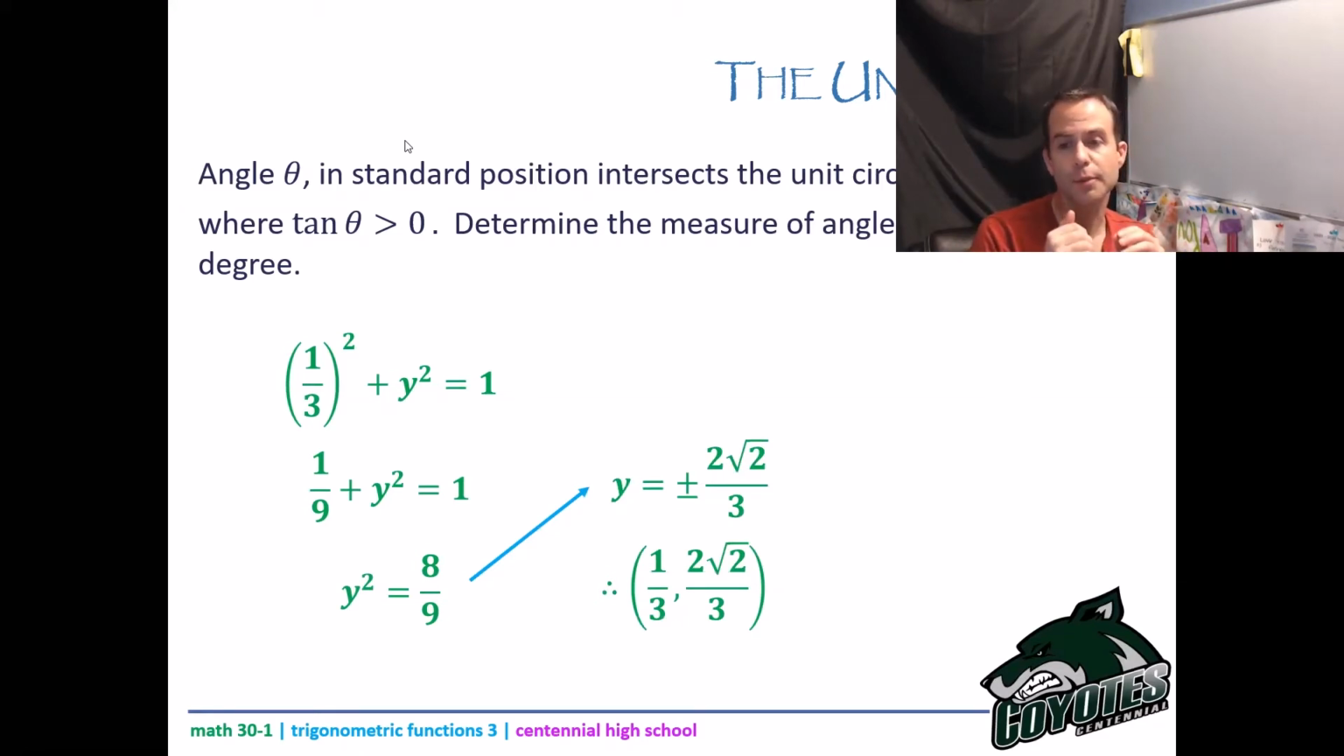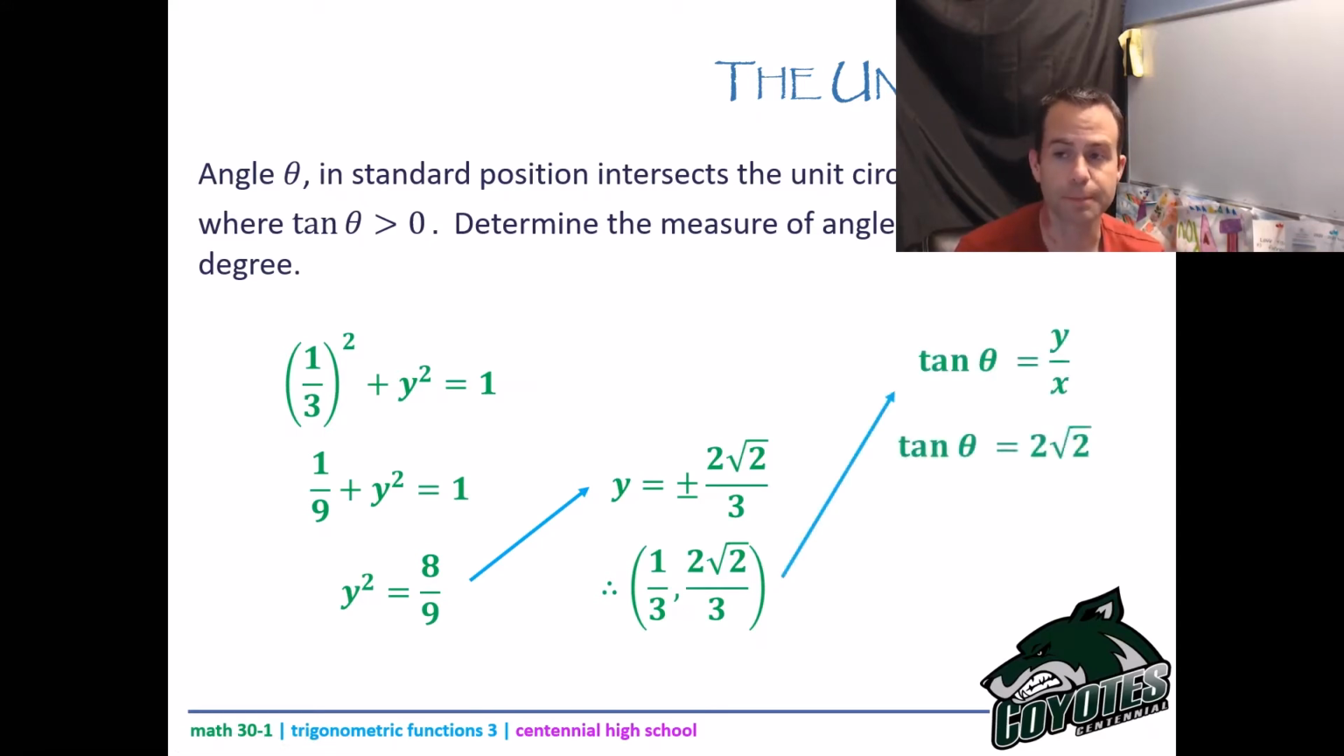So that means that I'm looking at 2 root 2 over 3 divided by 1 over 3. Now, when I'm dividing fractions that have a common denominator already, I just have to divide the numerators. So essentially that means the tan ratio here is 2 root 2 over 1, or just 2 root 2. Okay, so tan of theta is y over x, which ends up being 2 root 2.